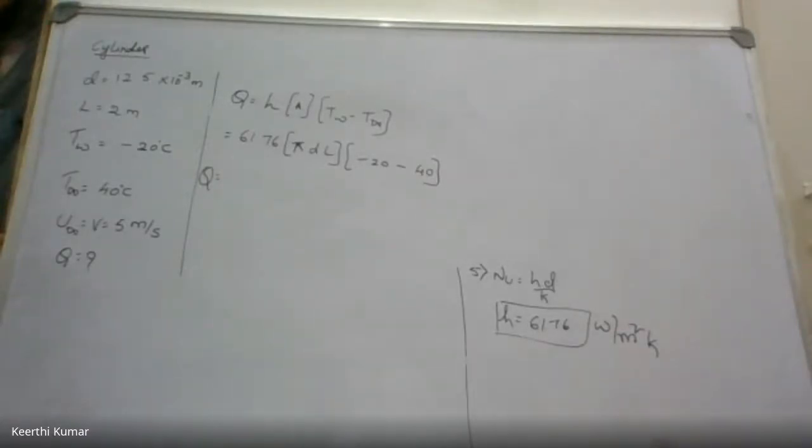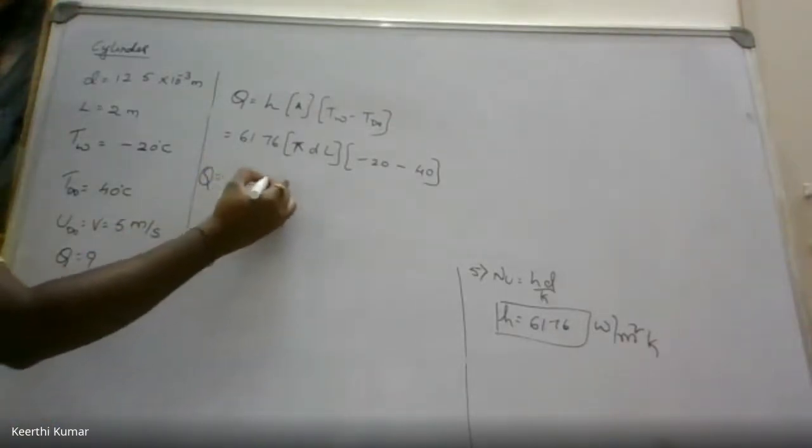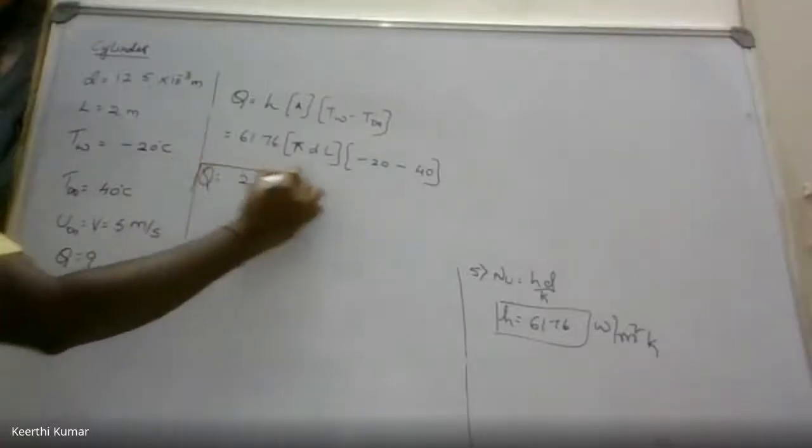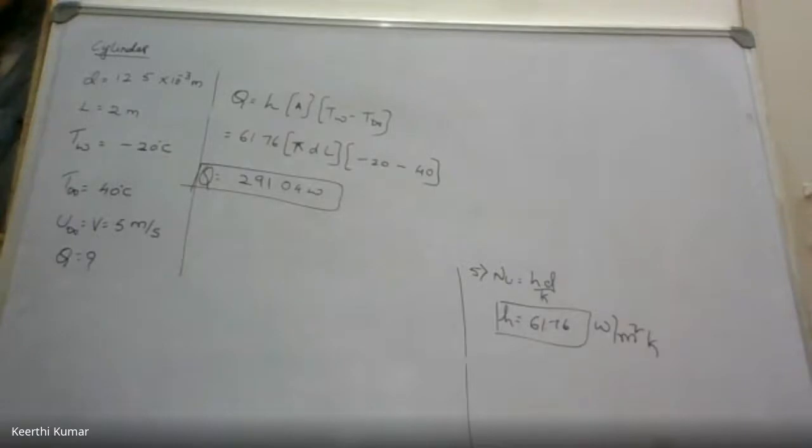Why are you getting negative? Because the heat is gained. The copper tube is taking the heat from the surrounding air. So we got minus. Either way, if you substitute minus or not, no issue, 291.048. If you substitute minus, it is understood. If you are not substituting minus also, it is understood, because the pipe temperature is lesser compared to the air temperature.